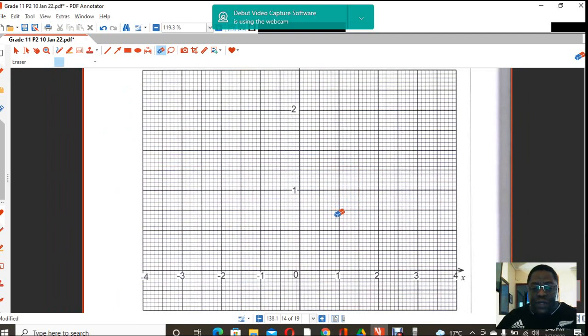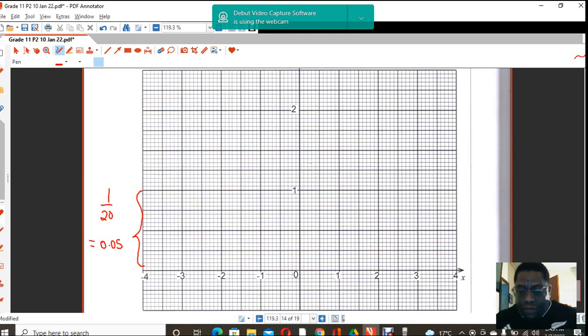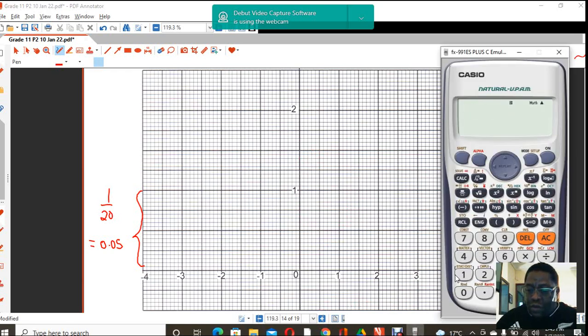Right, so I just want to bring this diagram here and work on something so you can take note. If you look at the scale here, how many blocks do you have? You have 5, 10, 15, 20. You have 20 blocks, so 1 divided by 20. So each block is about 0.05. Are you with me? You need to understand your scale. It's very important that you understand your scale. So say 1 over 20, hit enter, 0.05.